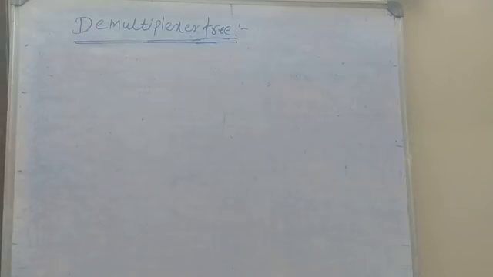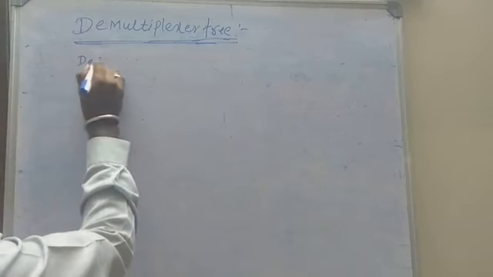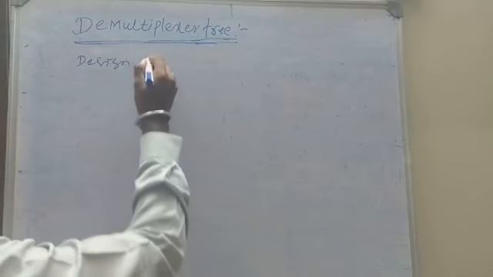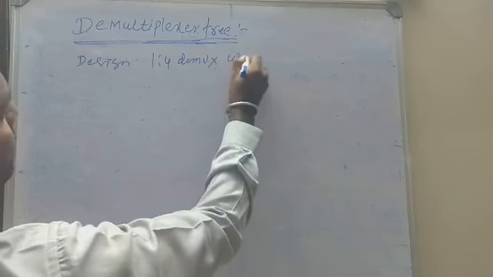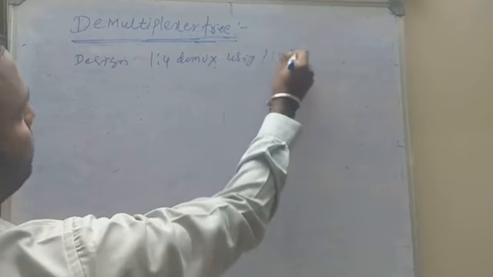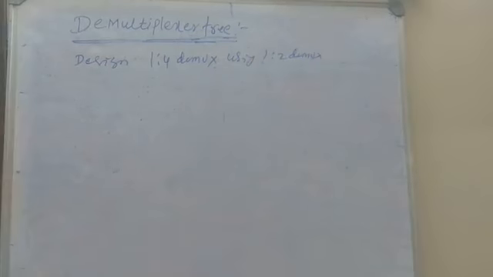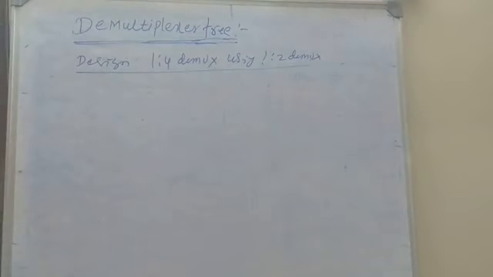So in this video I am going to explain the demultiplexer tree. I am going to explain this demultiplexer tree with some examples. So design 1:4 demux using 1:2 demux. Okay, so design 1:4 demux using 1:2 demux. Now I am going to design this 1:4 demultiplexer using 1:2 demultiplexer.